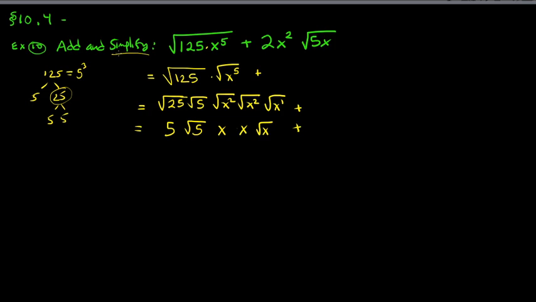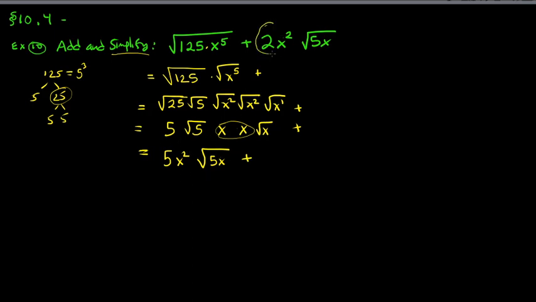Okay, so now what? Well, now we just bring all the x's in front. x times x is just x squared, so we get 5x squared. And then in the back, we have the square root of 5 times x. See that? Now, I think we're done here. There's nothing else to simplify.